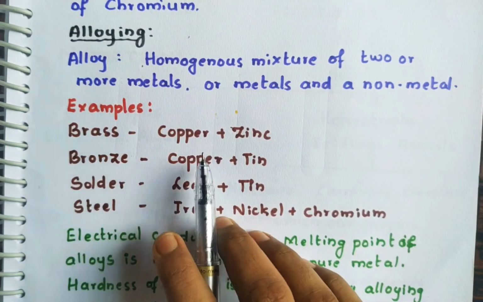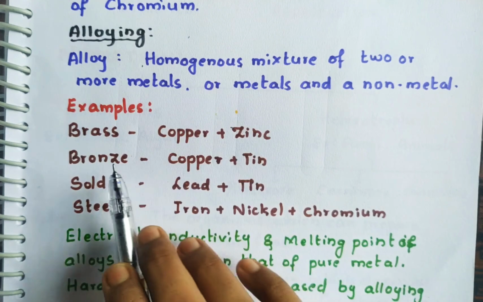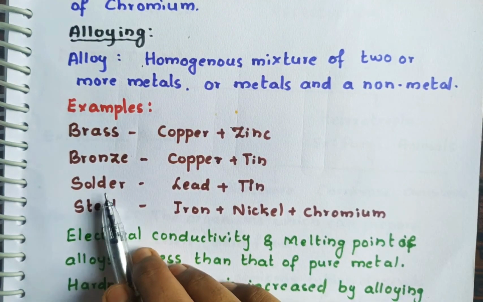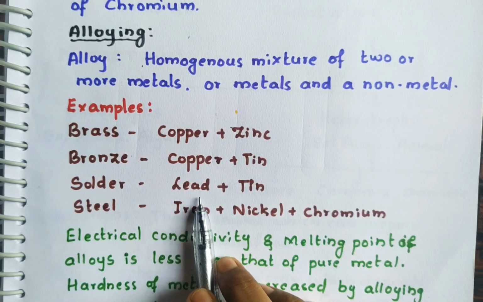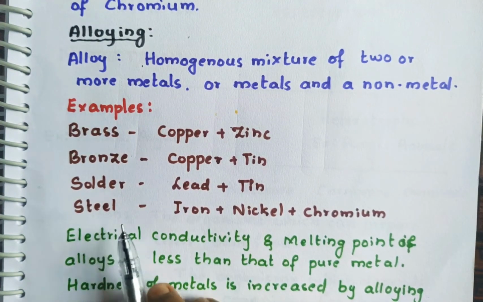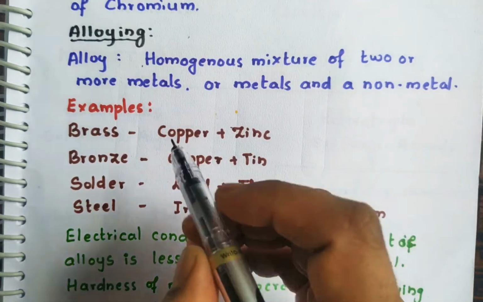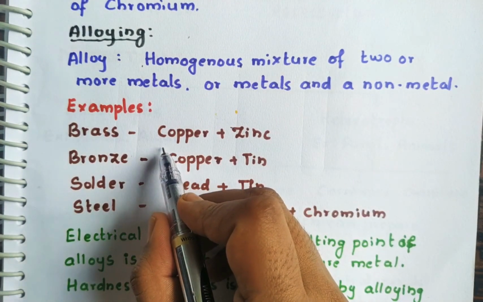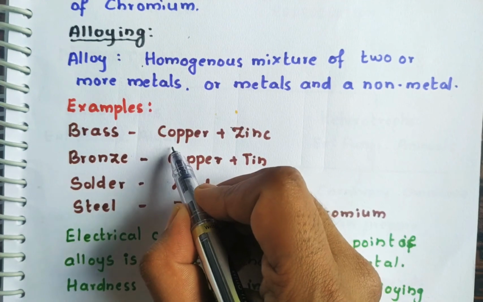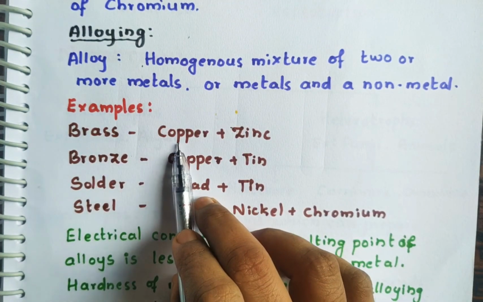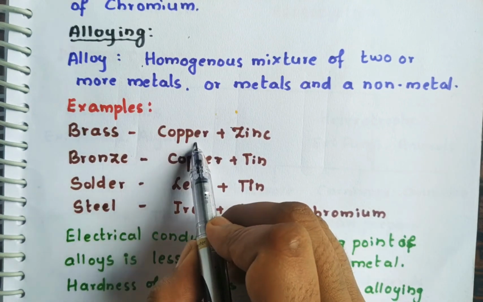Brass is made up of copper and zinc. Bronze is made up of mixing copper and tin. Solder is made up of mixing lead and tin. Steel is made up of iron, nickel and chromium. One of the metals will be in more quantity, that is called the base metal. See here, brass is made up of copper and zinc. So copper is the base metal.